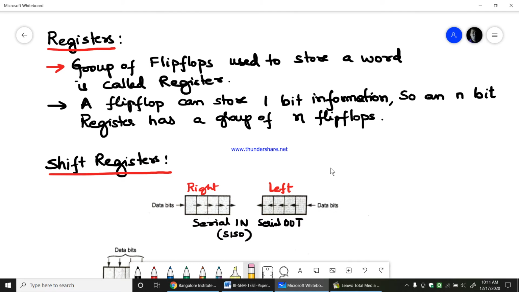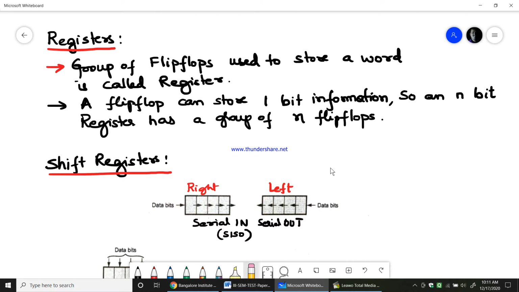Like it can store data which is a word, which is always 16-bit data, what we call. Now if there are n flip-flops where each flip-flop can store 1-bit information, then n flip-flops means it is an n-bit register. So if 16 flip-flops are there in a register, then we say it is a 16-bit register, and so on. So this is a brief definition of registers.